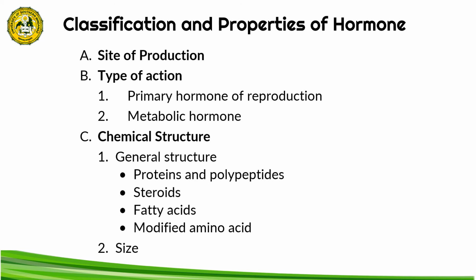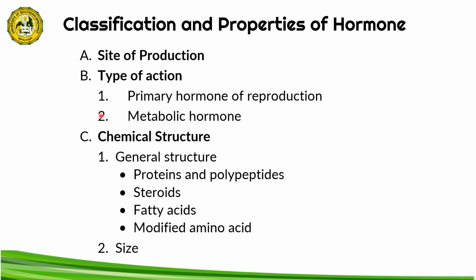According to the type of action, there are those hormones that have a primary function for reproduction. We also have those hormones that are considered to be metabolic in nature. Examples of the hormones that are metabolic in nature are the thyroid hormones. They regulate metabolism. We also have those hormones that are primarily for reproduction. Examples of these are the typical hormones estrogen and the testosterone.